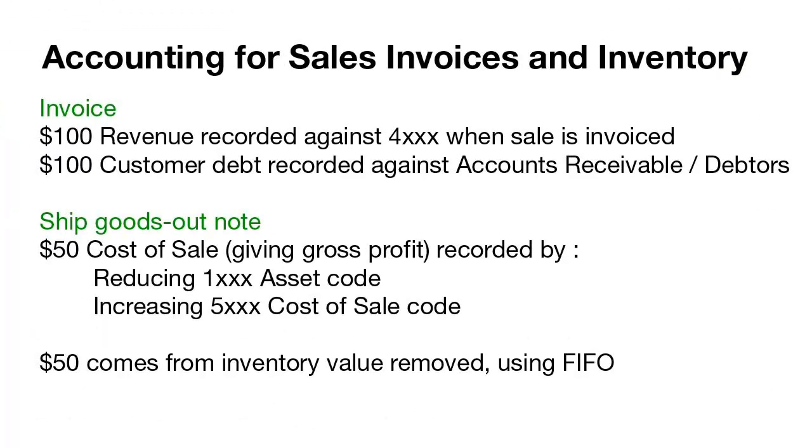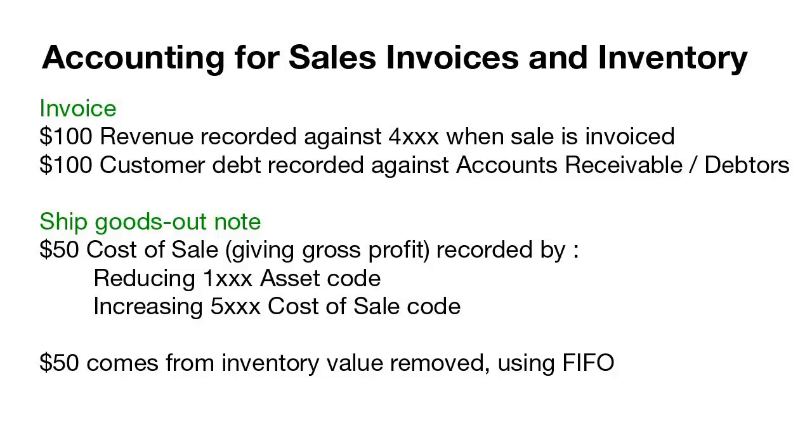So let's review the key concepts. First of all, you take an invoice, $100 revenue is recorded against the 4000 code. The same $100 is recorded against the accounts receivable or debtors, and if you've got tax transactions, that'll affect the debtors amount. So the second lot of accounting transactions is when you ship the goods out note, and only then do you get the cost of sale.